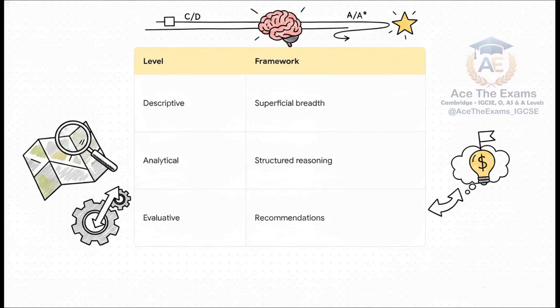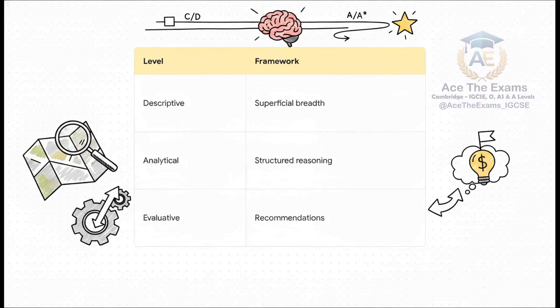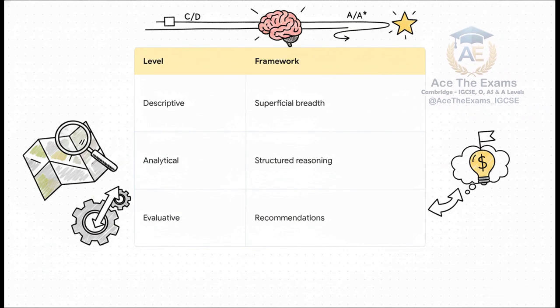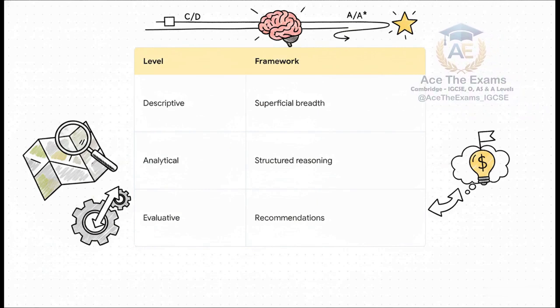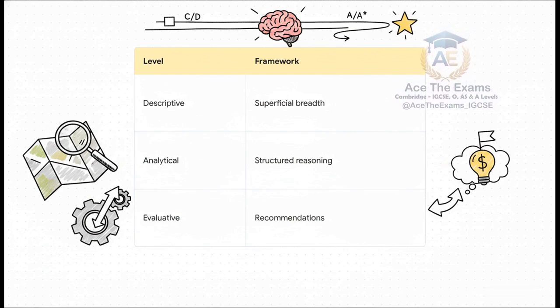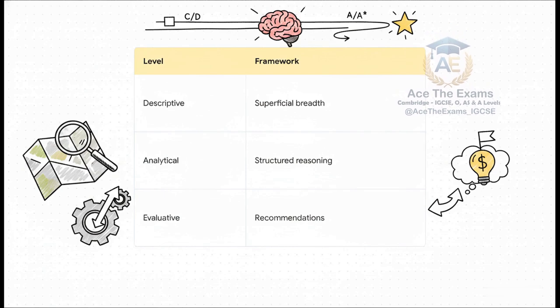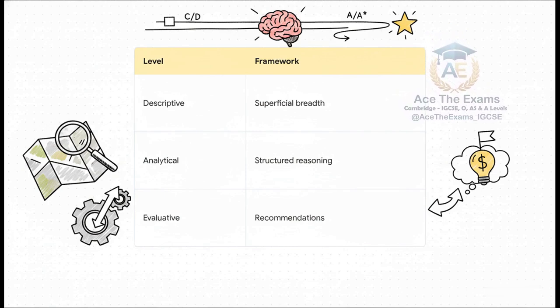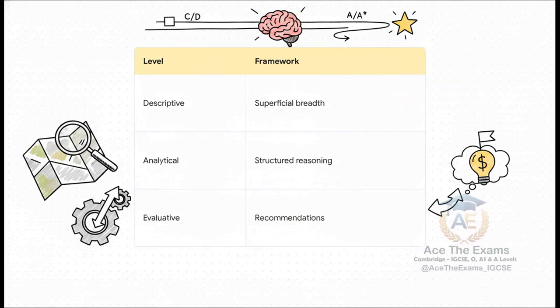On the descriptive level, which is basically a C or D tier, candidates give me superficial breadth. They might just describe the text by saying something like, "The author uses adjectives." It's true, but it's shallow. Moving up to the analytical level requires logical reasoning. A student might write, "The author uses harsh adjectives to show the character's anger." Better, right? But if you want that A-star, you need the evaluative tier.